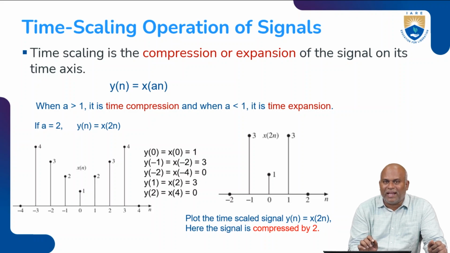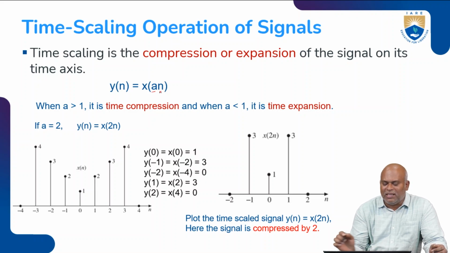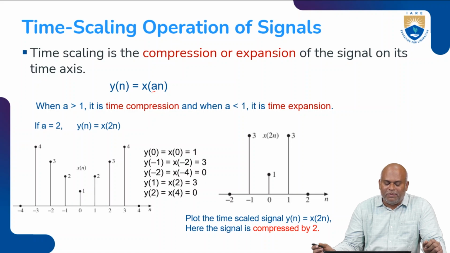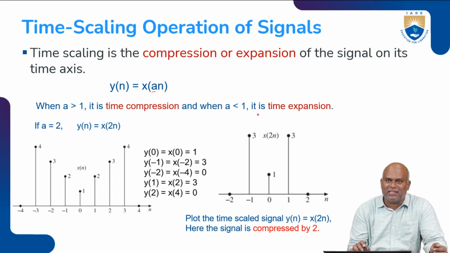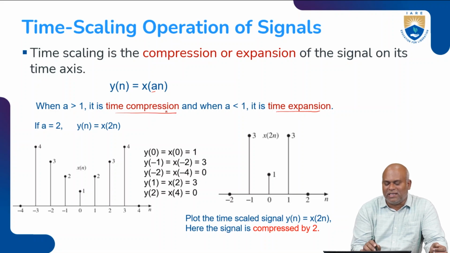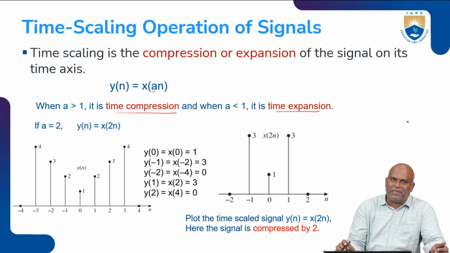So we may write the mathematical function as y of n is equal to x of a n. In this case, a is a constant. Based on that a, the signal varies. When a is greater than 1, it is time compression. When a is less than 1, it is time expansion. We'll see an example of both time compression as well as expansion.